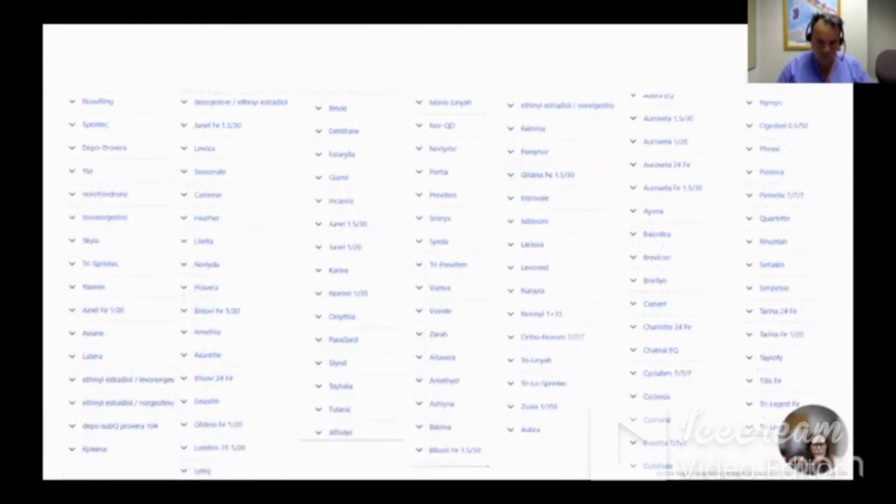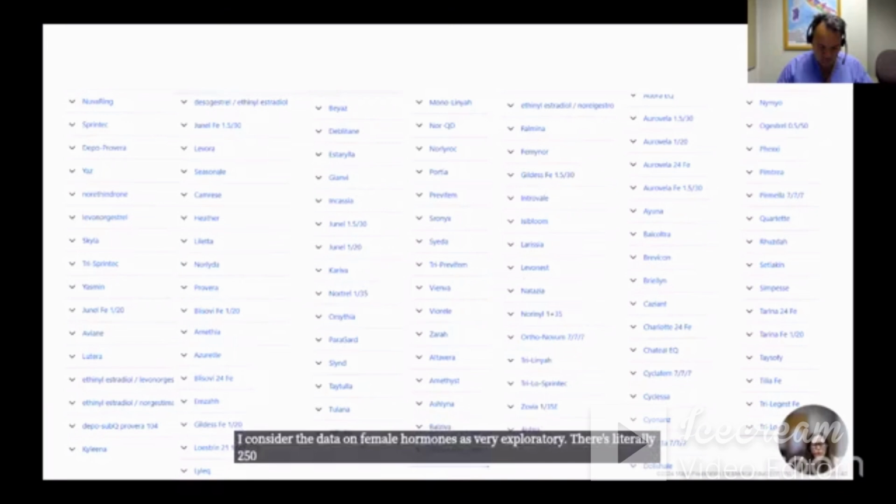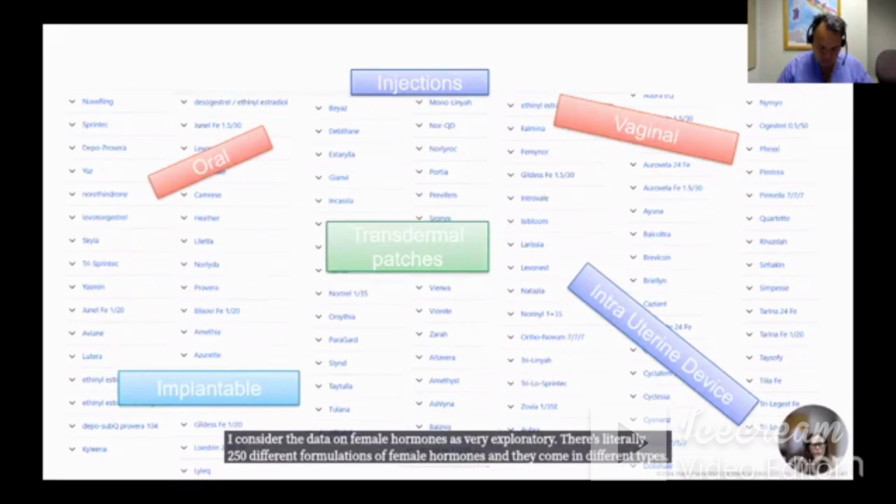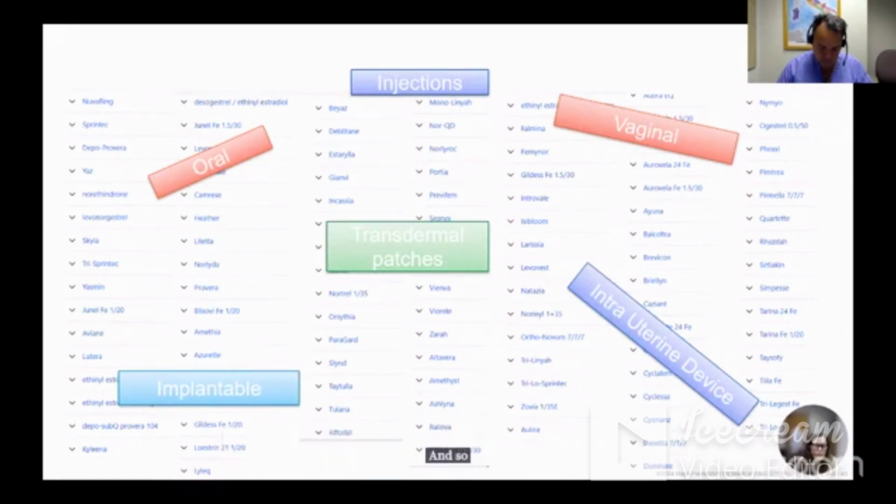I consider the data on female hormones as very exploratory. There's literally 250 different formulations of female hormones, and they come in different types: oral, injectables, intrauterine devices, transdermal, transvaginal. And so we need to further hone in on which patients are at highest risk and which specific formulations might be the highest risk. Until then, I urge caution depending on the patient's individual situation and need for the hormones.